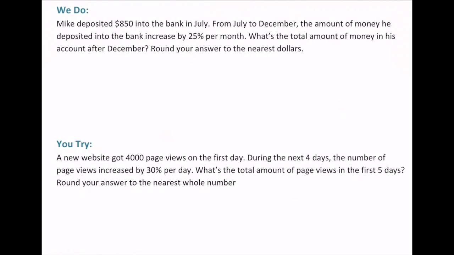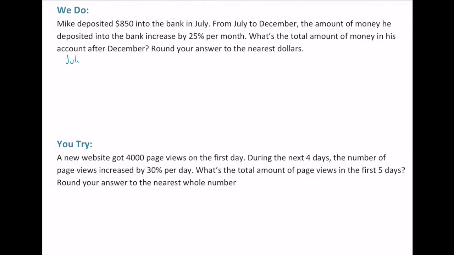Okay, let's try another example. So this person has deposited money into their bank in July. From July to December, the amount of money increases by 25%. So what's the total amount of money in the account after December?